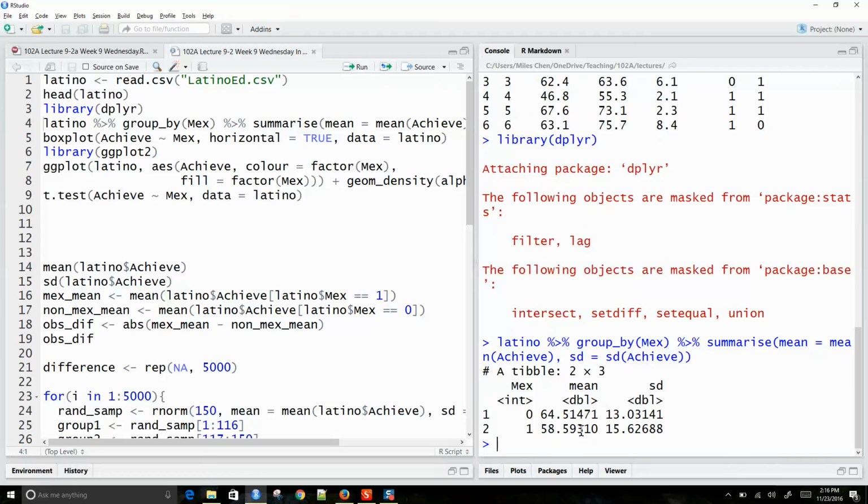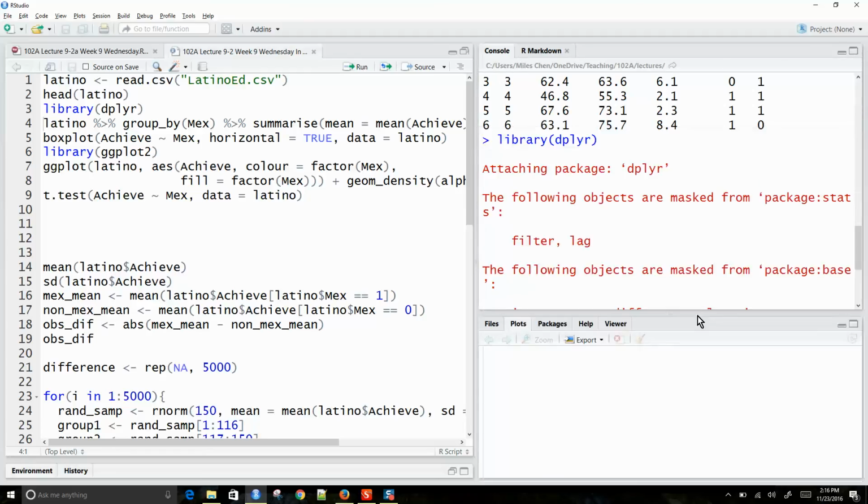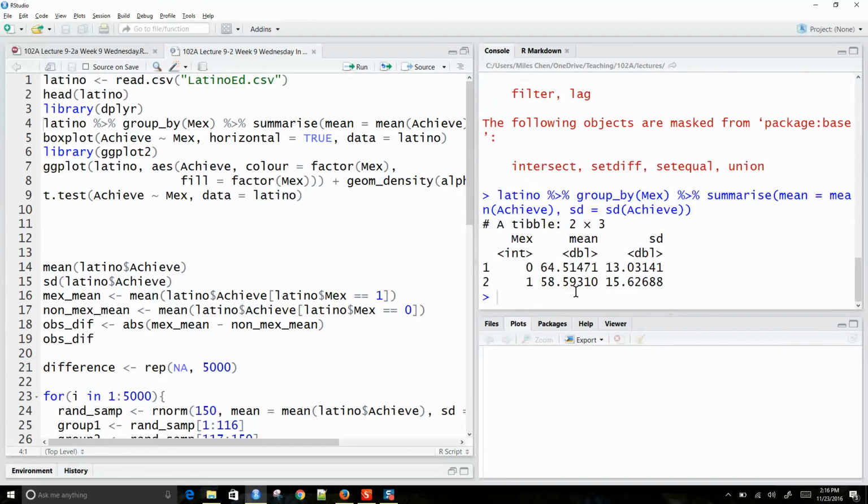So we have the mean education achievement level of those coming from Mexico. So Mexico 1, meaning they came from Mexico. That level is around 58.6. Here, let me slide this up so you guys can see. I have no idea what that means. And those coming from countries other than Mexico from Latin America, 64.5. Okay, and so as always in statistics, we're always asking the question, is this difference that we observed a significant difference or not?